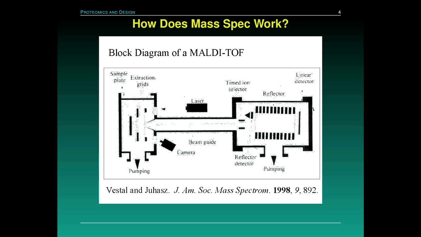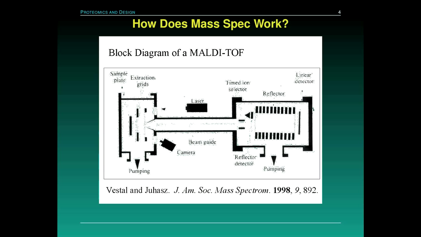Okay? The laser is going to come in, it's going to hit this crystal, and at this point we're going to exploit the second of the three properties of matrix. And the second property here is that because it has formed this crystal structure, most of the energy coming in from the laser goes into shaking the structure of the crystal apart as opposed to shaking the protein apart. It tends to leave the proteins mostly intact.